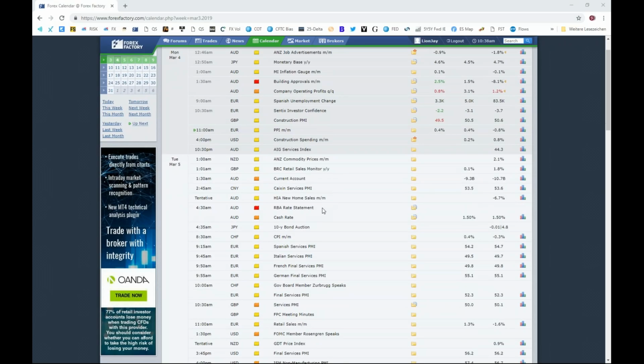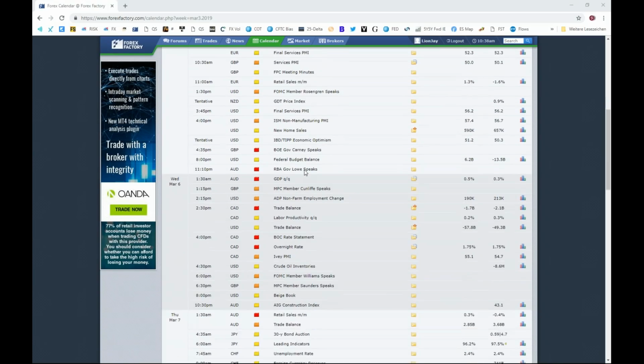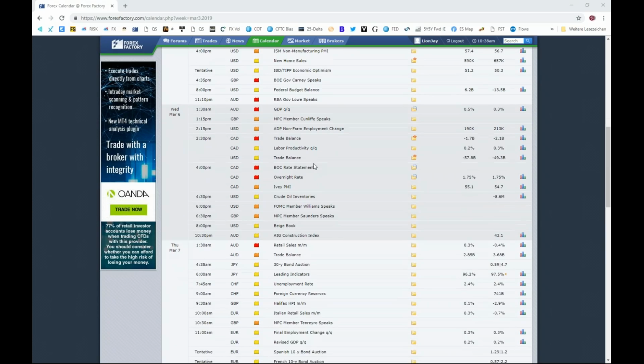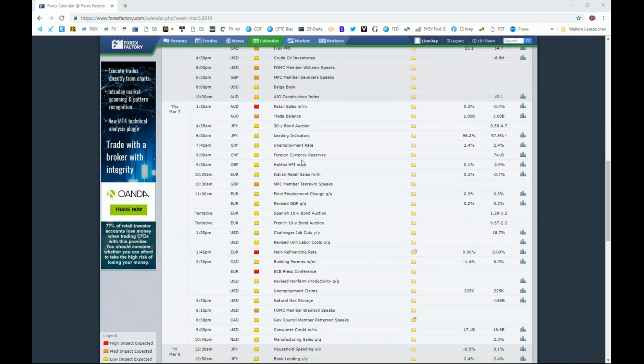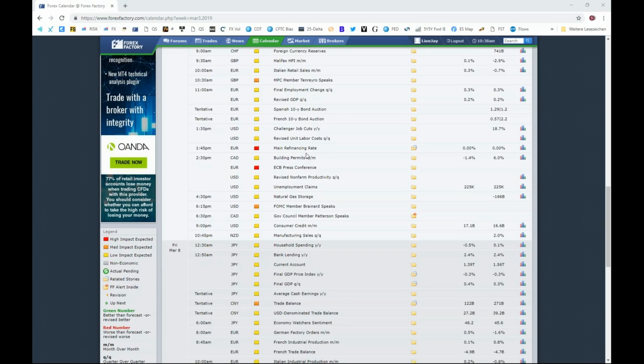We have a rate statement out of Australia later on. I prepared a slide on that. That's going to be important. We have services PMI out of the UK. That's going to be important. We have Carney speaking, always important. Once Brexit is out of the picture, the Bank of England stated already that they're leaning towards hawkish next steps, and not dovish. We have Canadian numbers coming out with the rate statement. That's going to be super important. We have the trade balance and Chinese numbers.